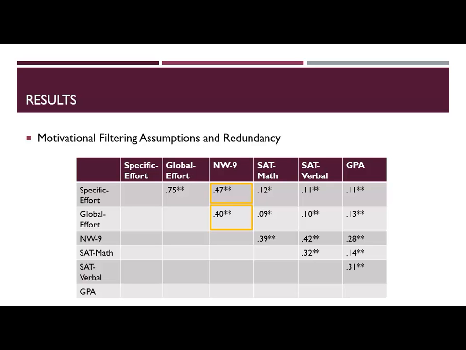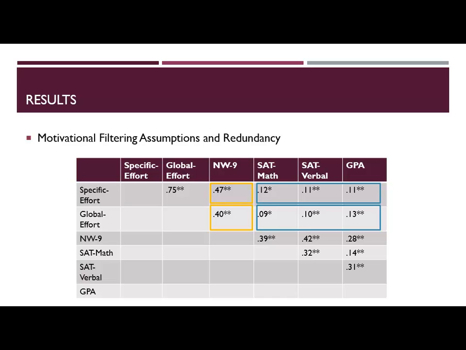The second assumption that should be met is that student effort should not be correlated with estimates of ability. Here we can see that the correlations ranged from 0.11 to 0.12 for test-specific effort and our estimates of ability, and from 0.09 to 0.13 for global effort and estimates of ability. Although statistically significant, the percent of shared variance between effort and ability was generally less than 1%, which in our judgment failed to be of practical importance.